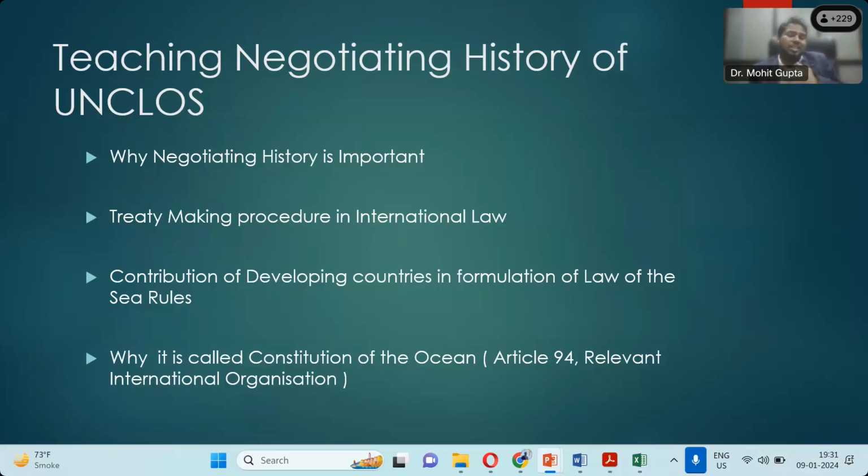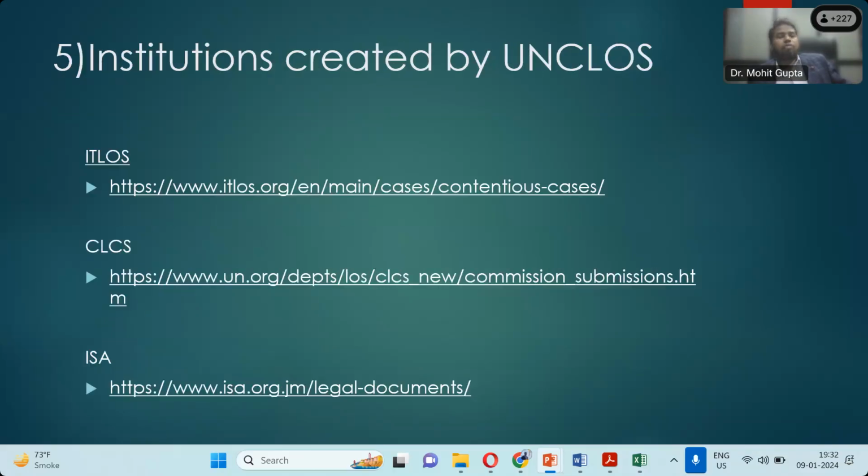I believe that negotiating history is important, and when this issue is discussed in class, the students can also be told that this is how negotiation happens. This treaty is one of the best examples, seeing the ratification it has got, because all the concerns of countries were taken into account at the negotiation stage itself. Moving further, I want to discuss some further aspects.